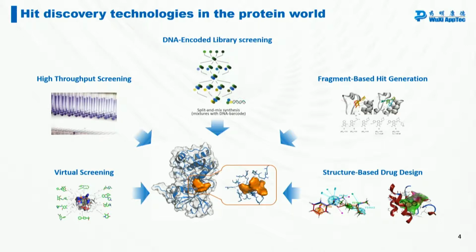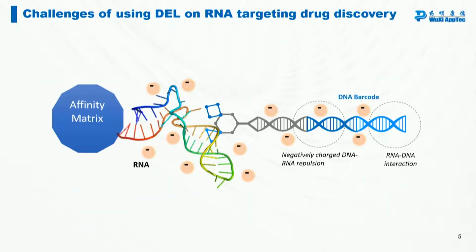So obviously, the DNA-encoded library is an affinity-based screening technology, and we often get asked, can you apply DEL to RNA targets? If you look at this problem at face value, you will be concerned, because the barcode of the DNA-encoded library is a DNA, which poses some challenges against RNA targets in at least two ways. First, the barcode itself is negatively charged, and the RNA is also negatively charged, so there might be an electrostatic repulsion between the two molecules. And the other concern is that there might be RNA-DNA interaction that may contaminate your screening.